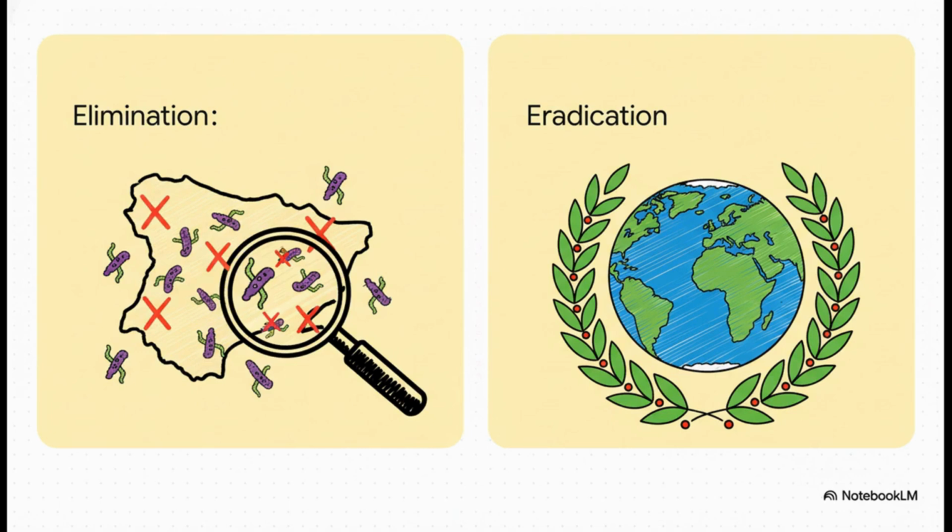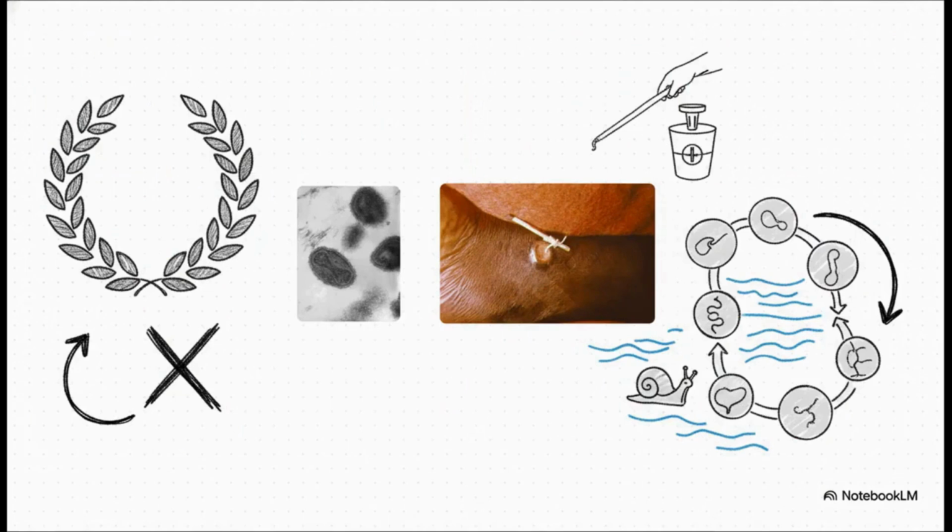Elimination means you stop transmission in a specific country or region, but you still have to keep your guard up. Eradication, that's the ultimate prize. That means the disease is gone, permanently, worldwide, forever. To date, in all of human history, we have only ever eradicated one human disease, smallpox. Guinea worm is right on the verge of being number 2.